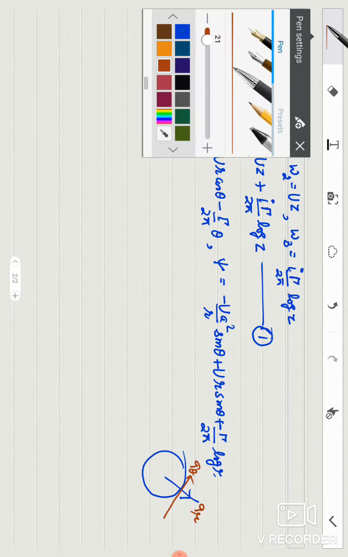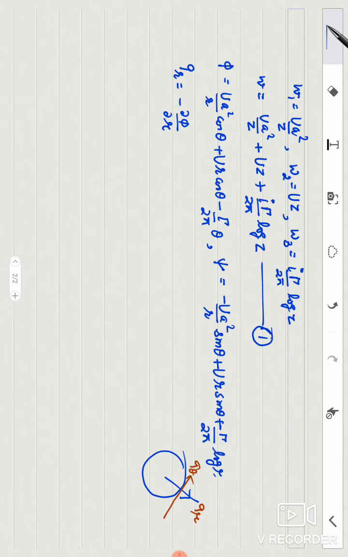So what is QR? QR is minus delta phi delta r. So differentiate it and get QR. It is minus U A square upon R square cos theta plus U cos theta. And what is its value at the cylinder, at R is equal to A? If you put R is equal to A, this will be cancelled, this will be cancelled. So QR is 0. It simply means there is no radial component of velocity. There is no velocity across the cylinder. This is an important result.